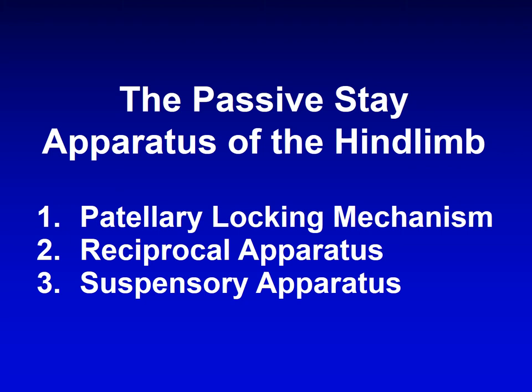We talked then about the stifle joint. We said it's two joints, femorotibial and femoropatellar. And we talked about the patellar locking mechanism, the first component of the passive stay apparatus of the hind limb, that consists of the patella, patellar fibrocartilage, and the medial and lateral patellar ligaments.